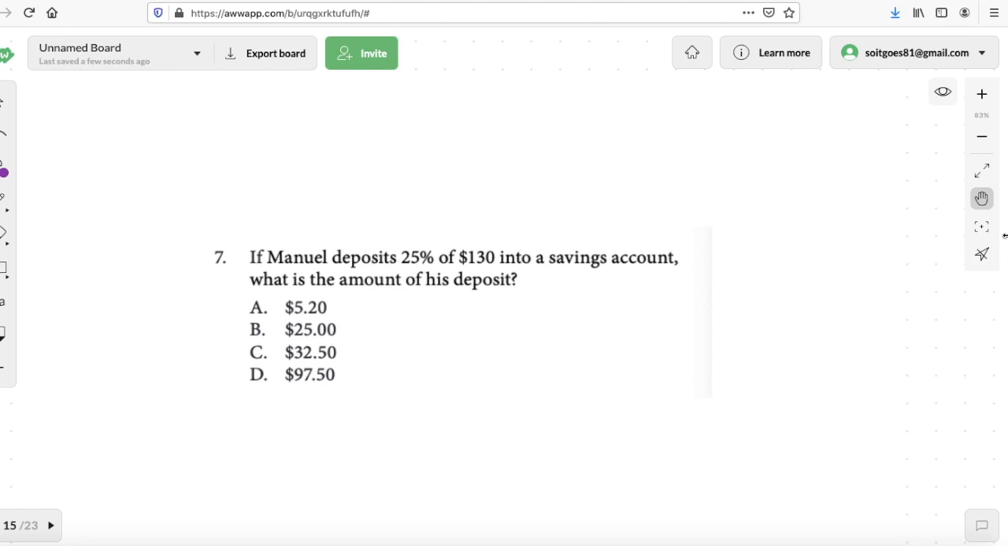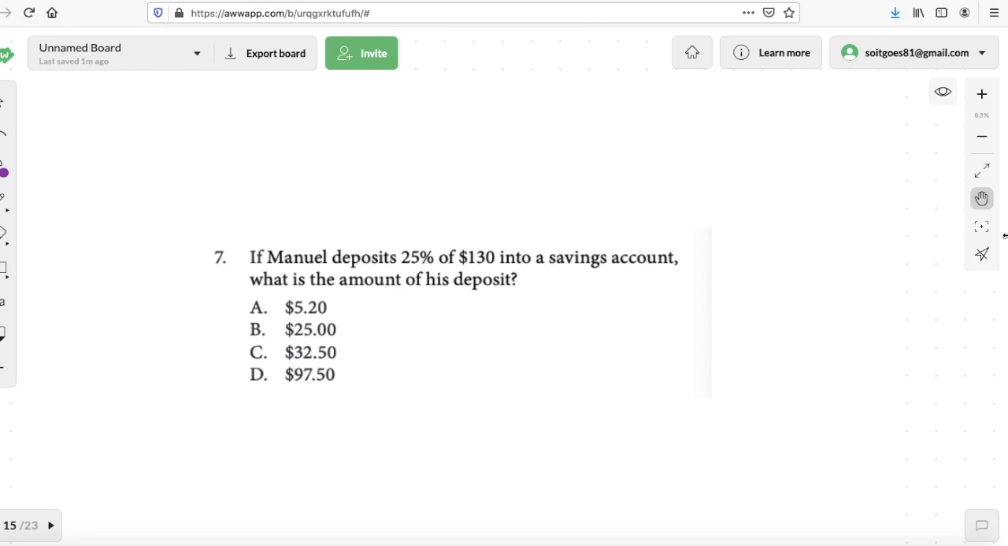And again, this is where you tap into your experience of life and your common sense. He's depositing 25%. It's 1/4 of $130. Give me an estimate here. What is 1/4 or 25% of 130? Don't even look at the answer choices. Don't even try to do a calculation. What would it be, roughly?